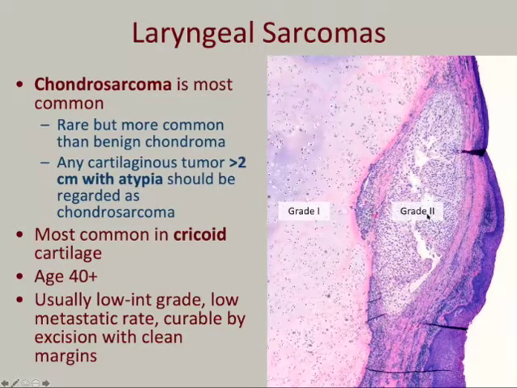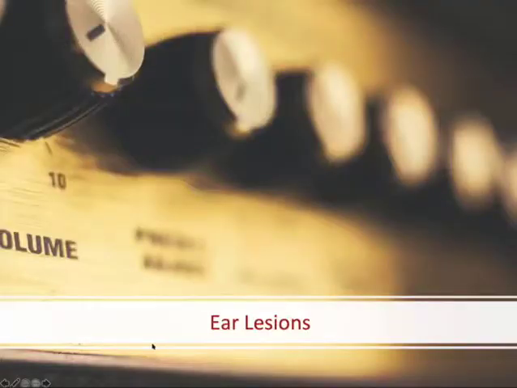The most common sarcoma of the larynx is chondrosarcoma. These tend to be grade 1 to grade 2. Any cartilaginous tumor greater than 2 centimeters with atypia should essentially be regarded as a chondrosarcoma, most common in the cricoid cartilage, treated with resection.